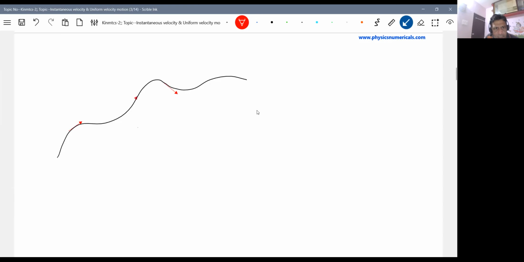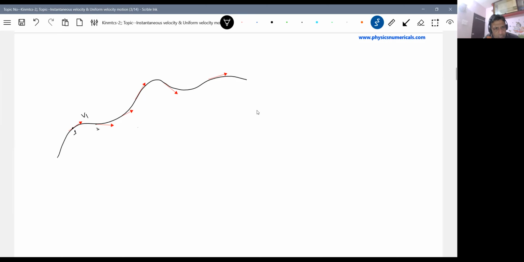Able to understand? So for that, what you should do, draw a tangent. That's all, nothing is there. If you just draw a tangent, this will be the direction of the velocity at point 1. Let me define it at point 1.